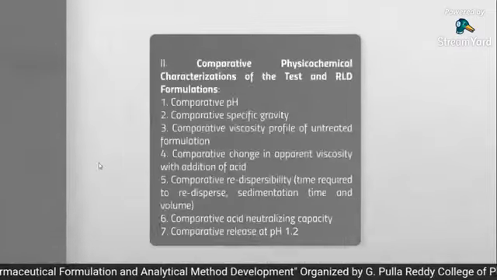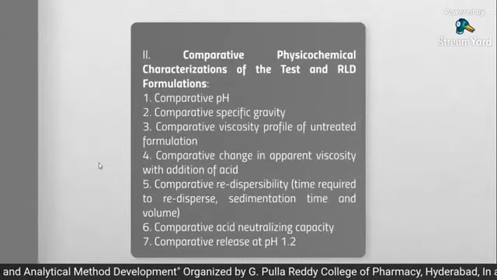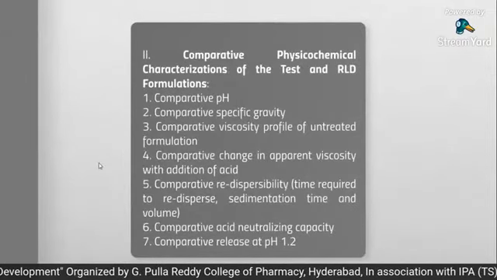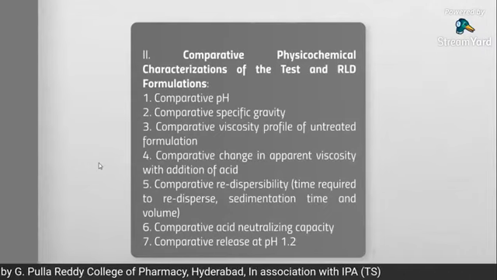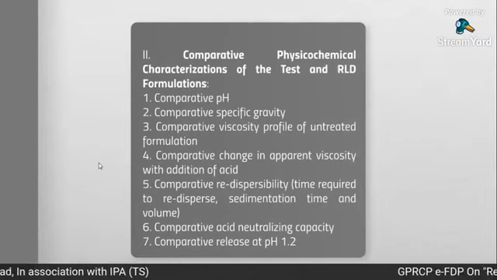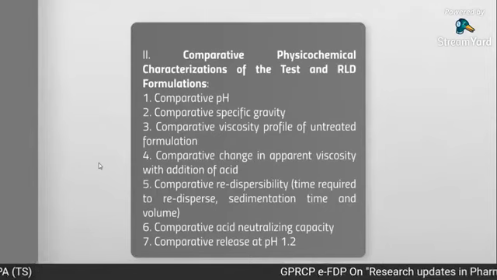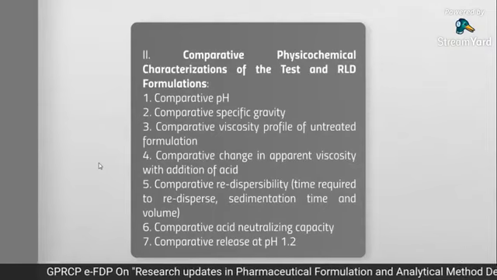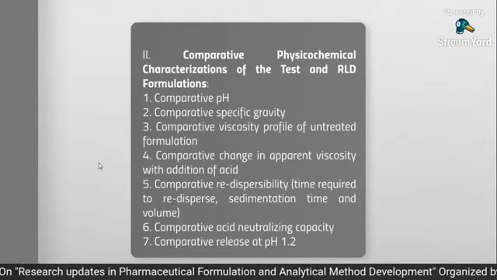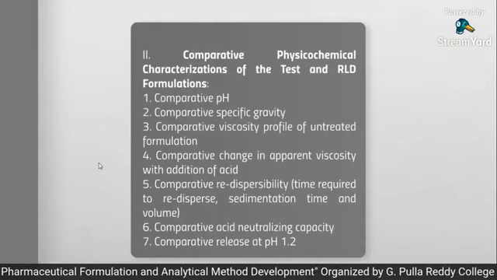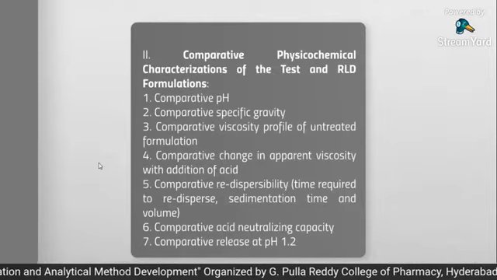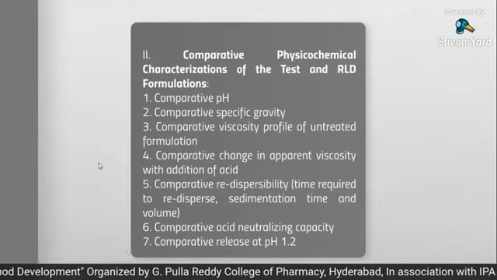including the particle size. And in vitro, we have to check the pH of our formulation and reference formulation, specific gravity, viscosity, change in apparent viscosity with addition of acid, because it is a suspension, redispersibility time, sedimentation rate, comparative acid neutralizing capacity, and comparative release at pH 1.2. All these are the in vitro tests that need to be done as part of establishing the pharmaceutical equivalence.